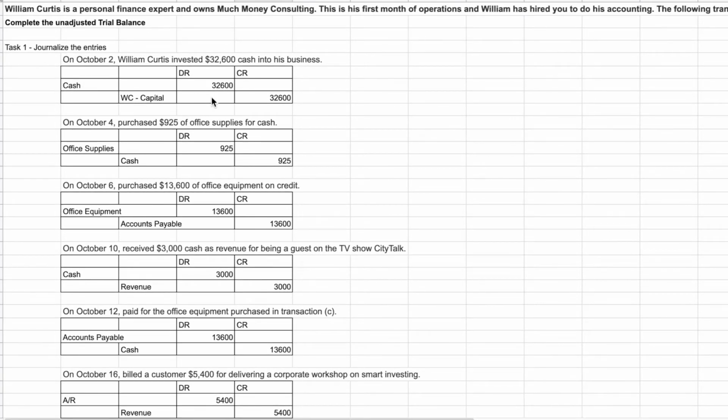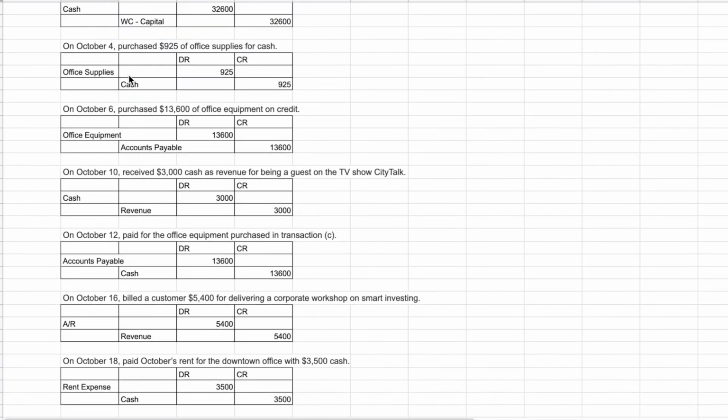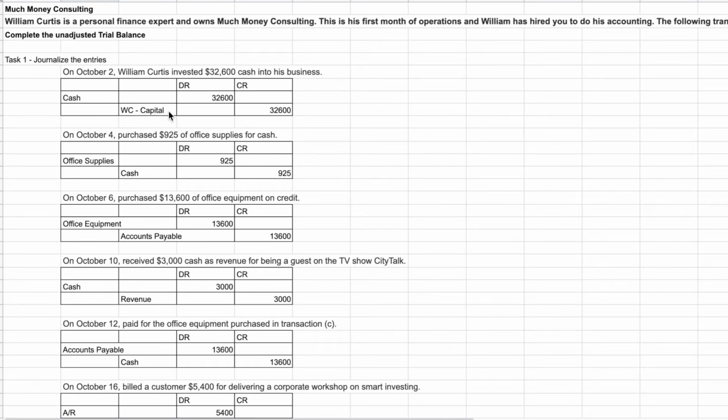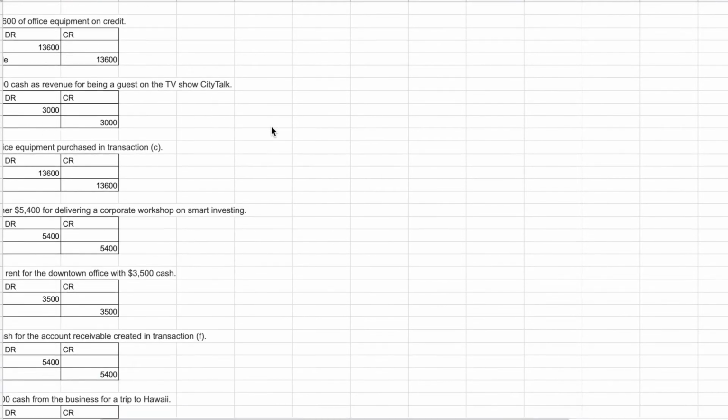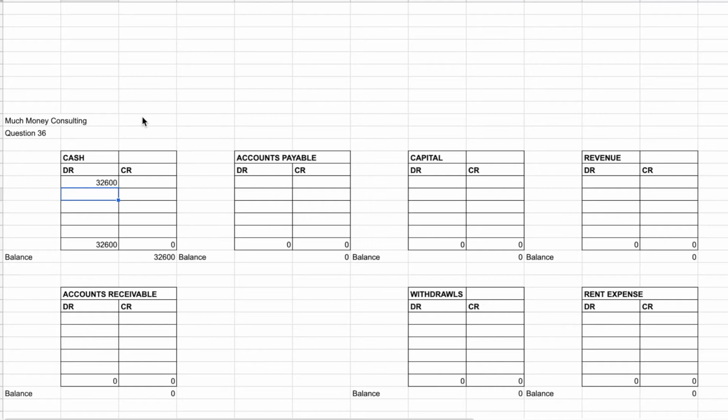Cash, debit, 32,600. Okay, let's look at it. So what we do is we go down to our T account and we put cash for 32,600. It's on the debit side. Then we come up to working capital. Working capital was 32,600 and it's credited. Now, you'll notice that I have set up the accounts in an order here. I put all the asset accounts, then I put all the liability accounts, just line them up. These are all assets, these are all liabilities, these are owner's equity, and this is revenue and expense.